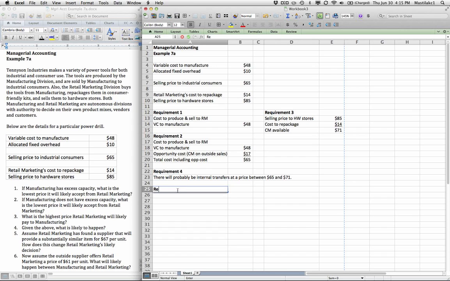Now, requirement 5, what happens if I can get a price of $67 per unit? Well, really what this is going to do is, if I'm retail marketing, now I'm not willing to pay up to 71.